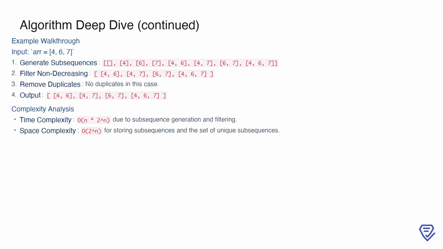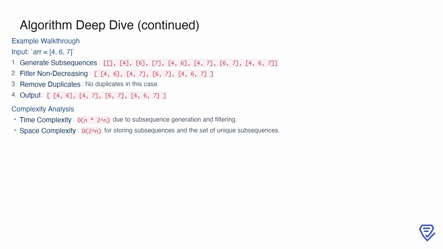The loop runs from start to the end of nums, and for each index, it checks if the current number can be added to the subsequence, i.e., it is greater than or equal to the last number in path. If this condition is satisfied, the function recursively calls itself with the updated path and the next starting index, i+1.